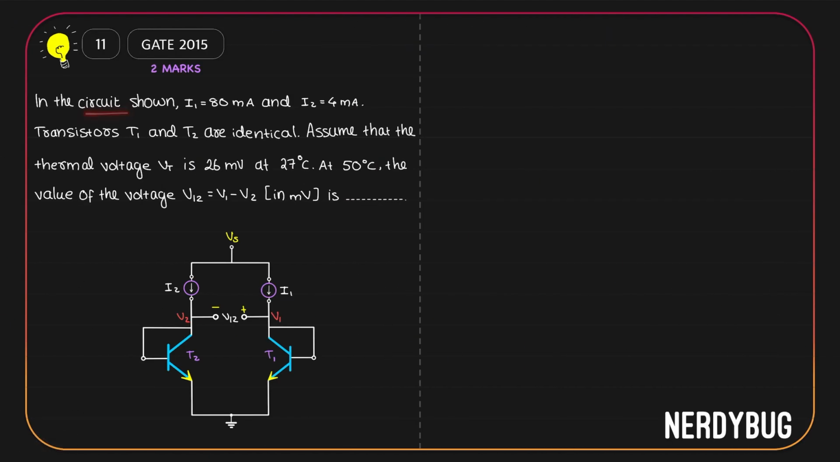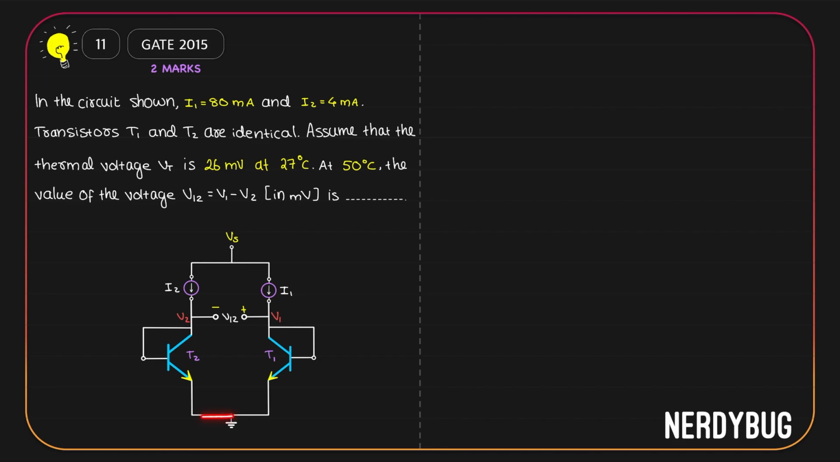In the circuit shown, I1 is 80 milliampere, I2 is 4 milliampere. Transistors T1 and T2 are identical. Assume that thermal voltage is 26 millivolt at 27 degrees Celsius. What we have to find out is the value of the voltage V12, which is V1 minus V2, at 50 degrees Celsius in millivolts. Let us start by applying Kirchhoff's voltage law in this loop.